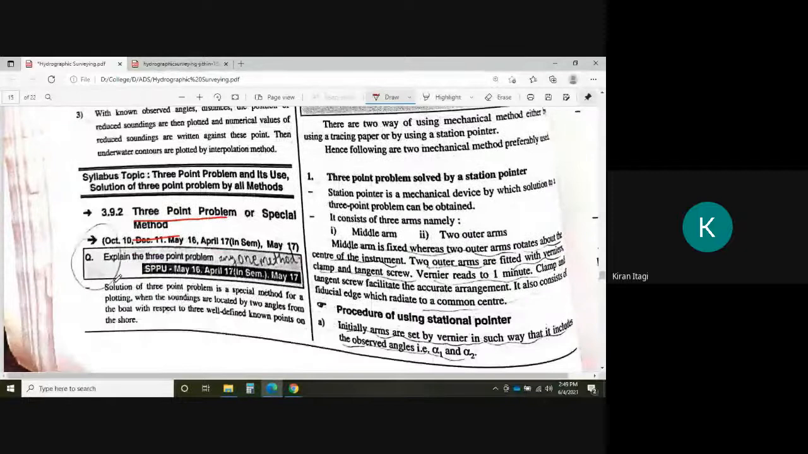We have the 3-point problem, or special method. I will explain it here, then later on we will go for the numericals. The 3-point problem is a special method for plotting when soundings are located by 2 angles from the boat with respect to 3 well-defined points. Just now you saw this is our boat. This is our A, B, C. So we have taken angles like this, correct?